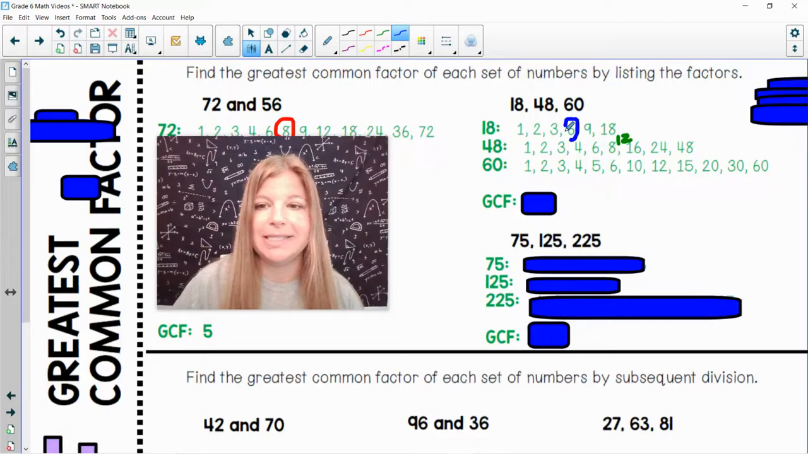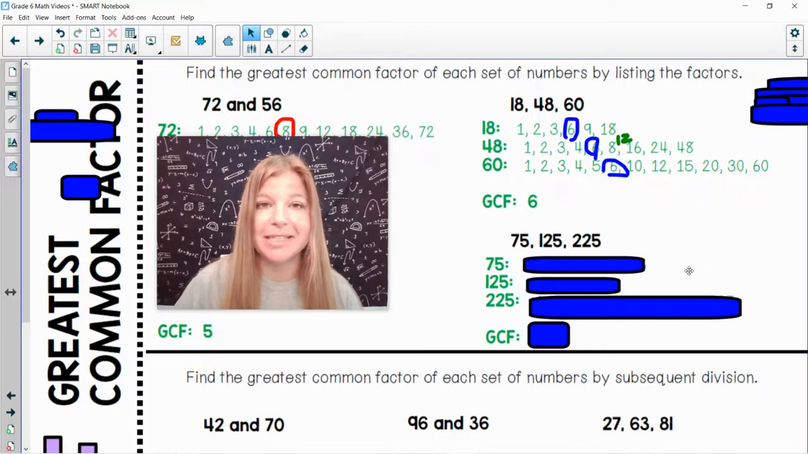If you said 6, that would be the correct answer. Sorry about that. 6. Greatest common factor is 6. Last one, 75, 125, 225.